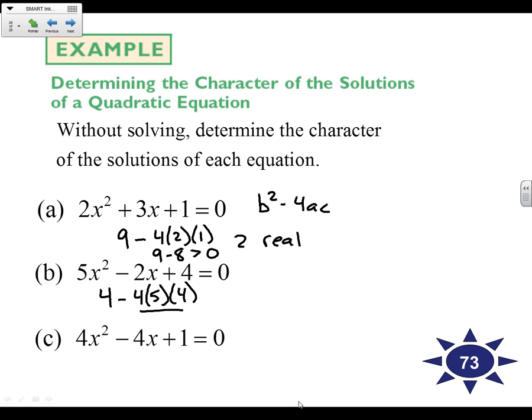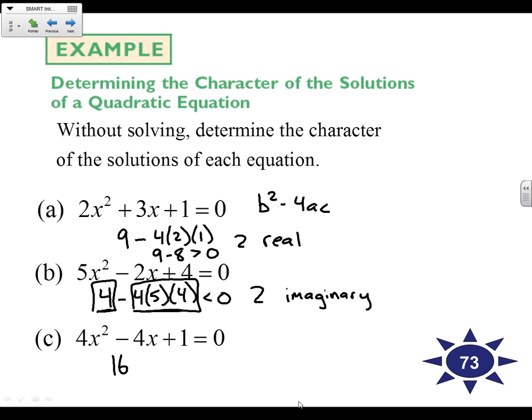This is way bigger than this. We're going to be less than 0 here. So we're going to have 2 imaginary solutions. Notice that I didn't even go far enough to figure out what this part is. Don't even care. I know it's bigger than this. We're going to be smaller than 0.